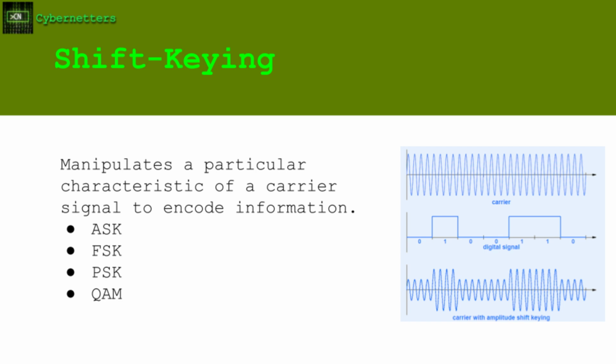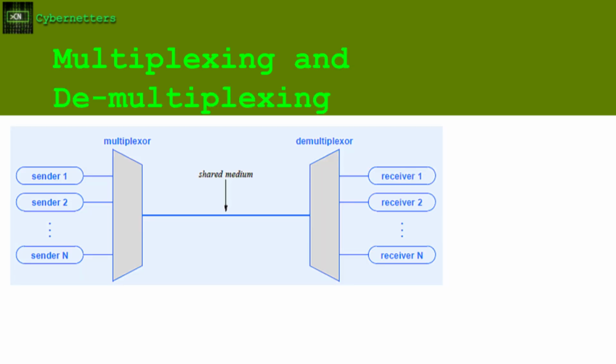So, as we talked about in the previous slide, quadrature amplitude modulation, also known as QAM, is a digital modulation technique that combines both AM and PM to transmit data effectively. By doing so, QAM can transmit multiple bits per symbol, which increases the data rate. The variants we have for QAM are 4 QAM, 16 QAM, 64 QAM, and 256 QAM. So let's talk about multiplexing and demultiplexing.